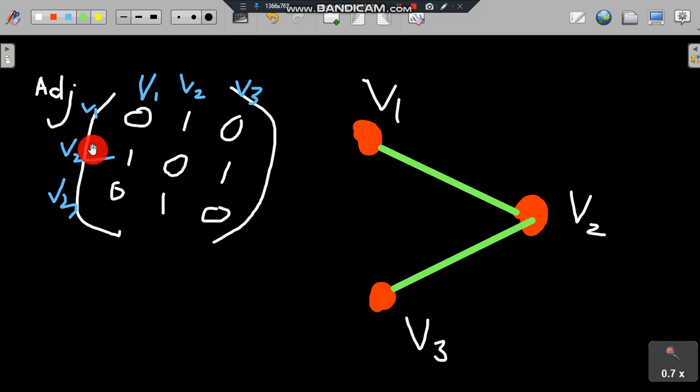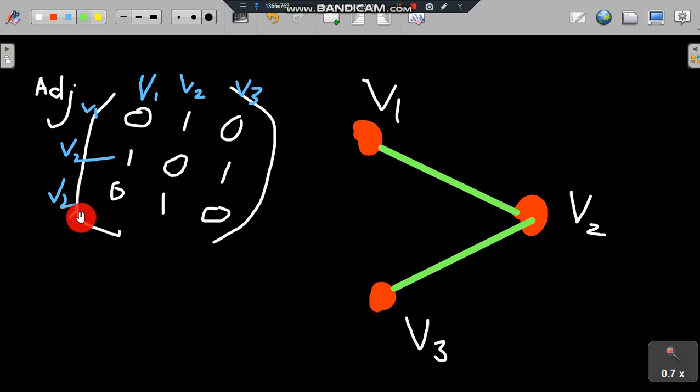Now come to the second row. V2 is adjacent to V1. So 1 comes here. V2 is not connected to V2. That is, it is not connected to itself. Therefore, we have 0 here. V2 is not connected to itself. Last one, V2 is connected to V3.